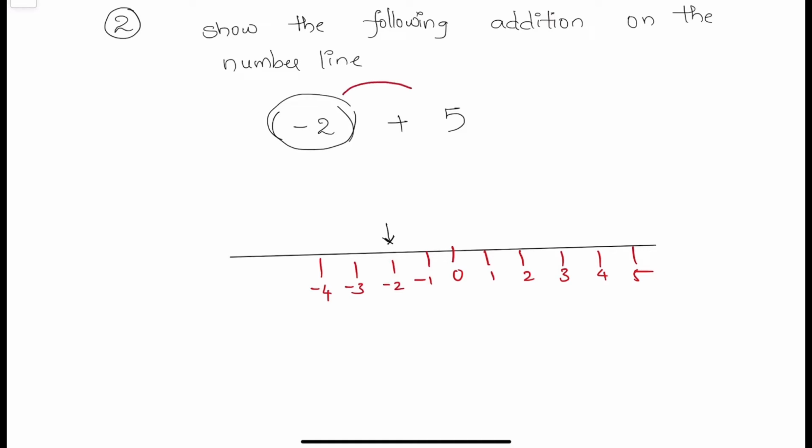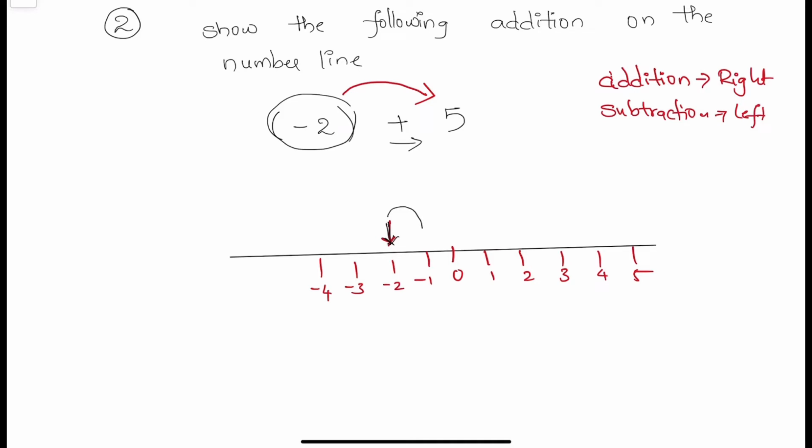And what is the next thing I see here? From negative 2, I should add a 5. And you know, addition is always to the right, and subtraction is always to the left. This is something very basic and we have learned this many times in the class. So let me start with negative 2. With negative 2, I should move to the right because it is addition.